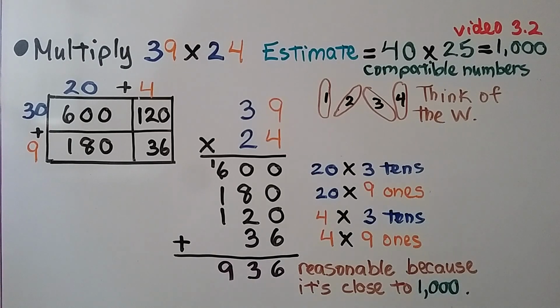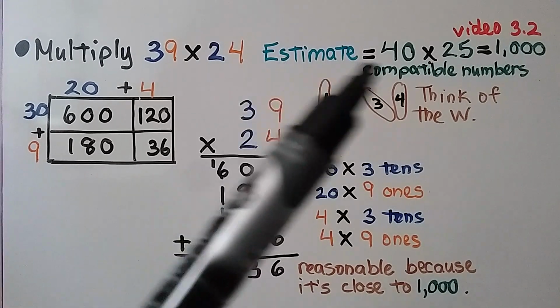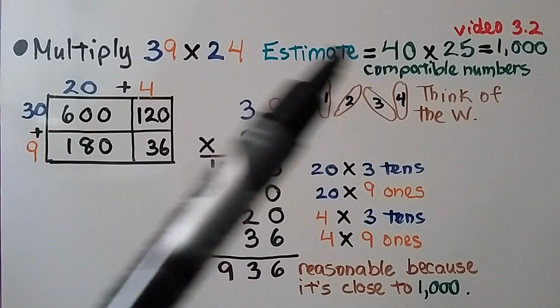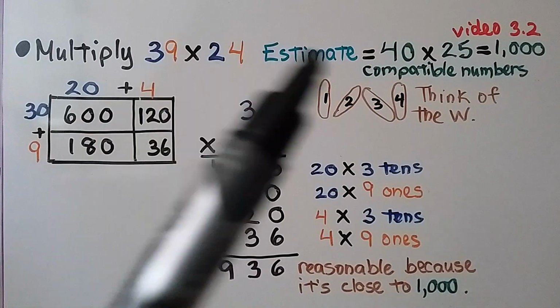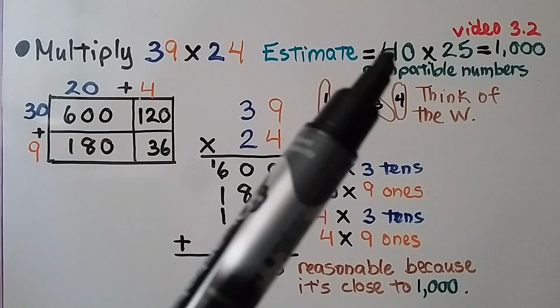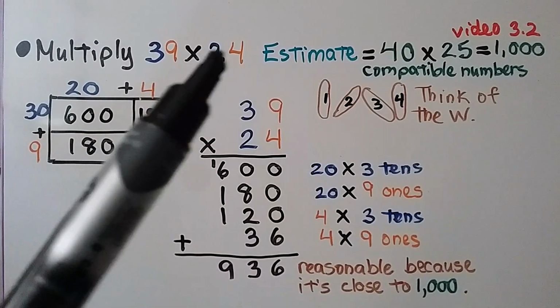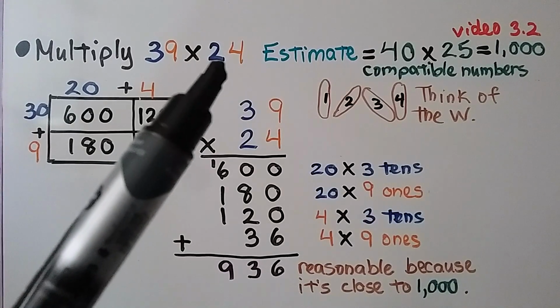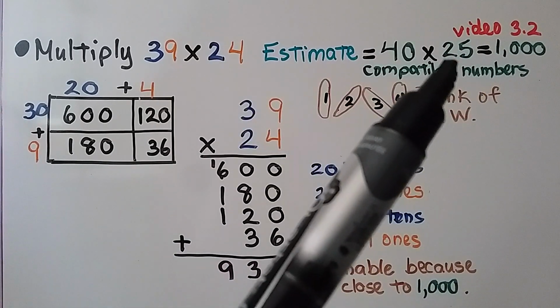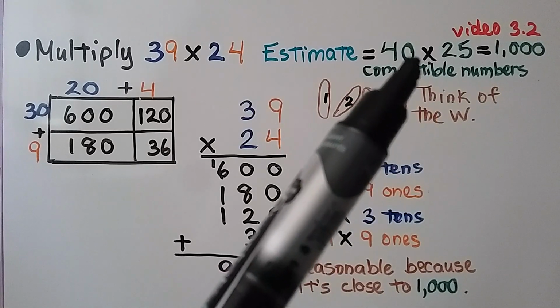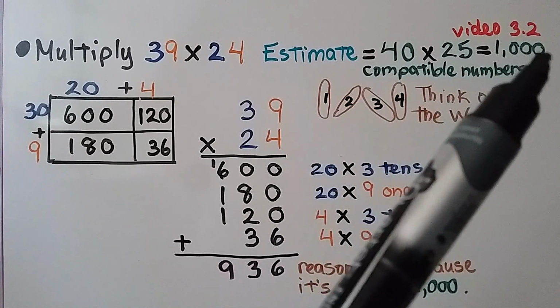We need to multiply 39 times 24. For our estimate, we can use compatible numbers. 39, the 9 tells the 3 to go up to a 4 and turns into a 0, so we've got a 40. And we can say 25 for 24 to make compatible numbers. We know 4 times 25 is 100, and we have a 0 in the factors, so that's going to be a 100 with another 0.